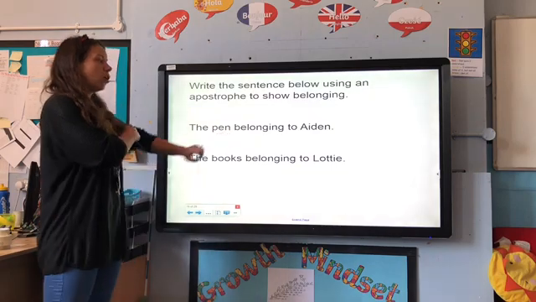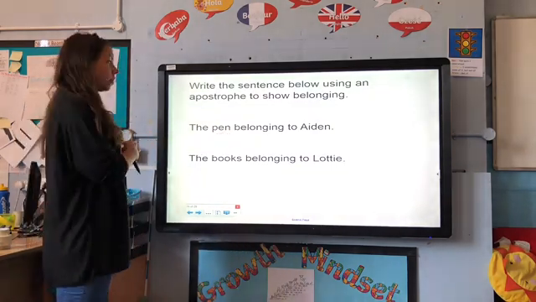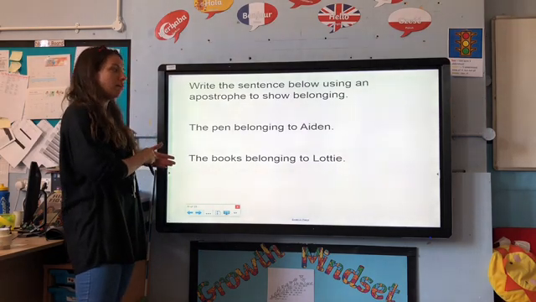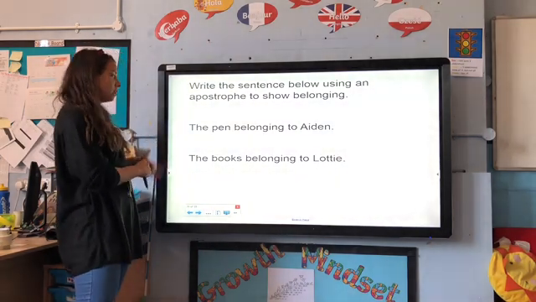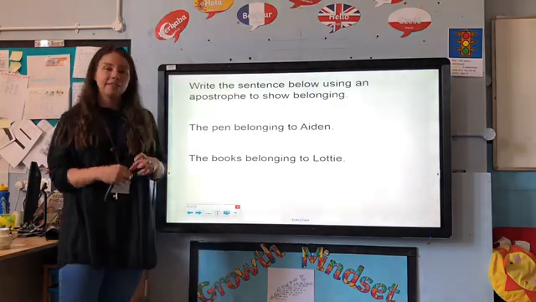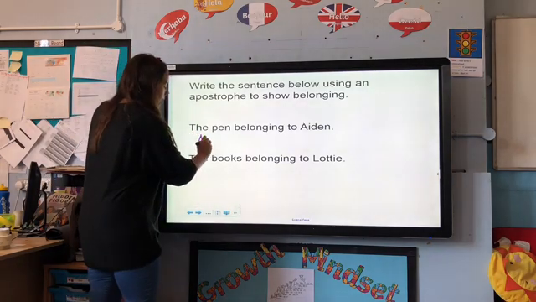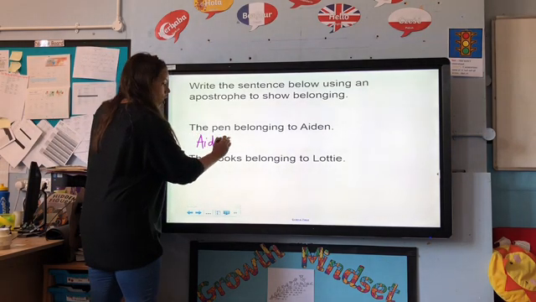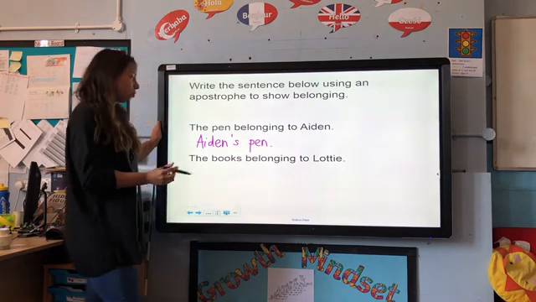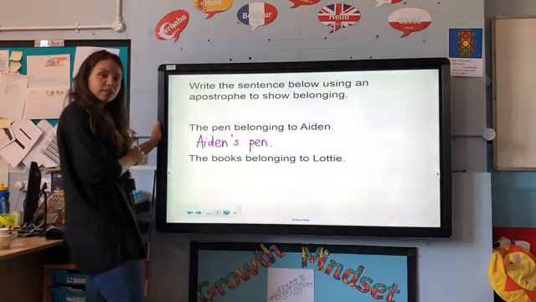Here we've got an example of a sentence. We're going to rewrite this sentence and show the belonging. So these are all singular, so we know that the apostrophe needs to go after the noun and before the S. So the pen belonging to Aidan would become Aidan's pen. It belongs to him. So we need a capital A, Aidan, apostrophe S, pen. The apostrophe comes after the last letter of the noun and before the S.